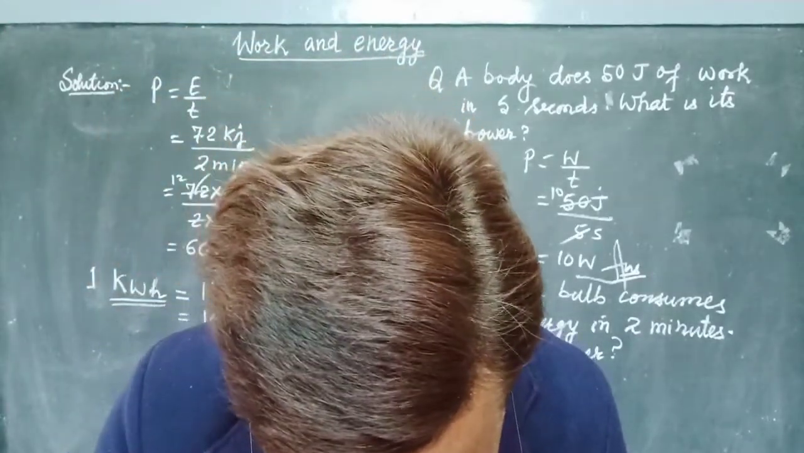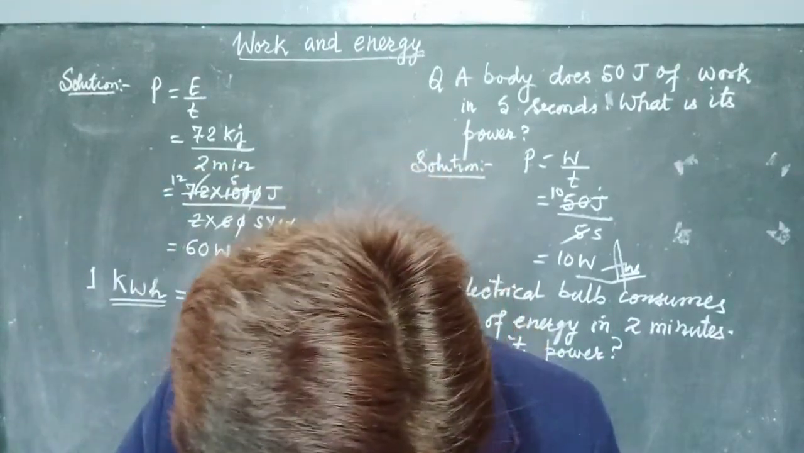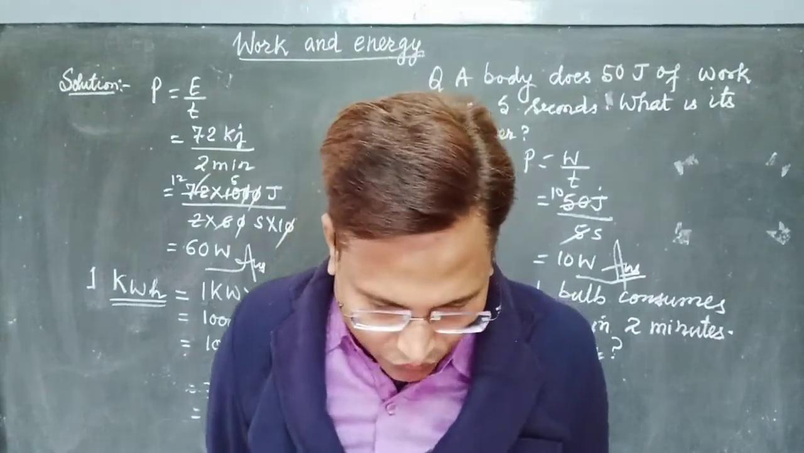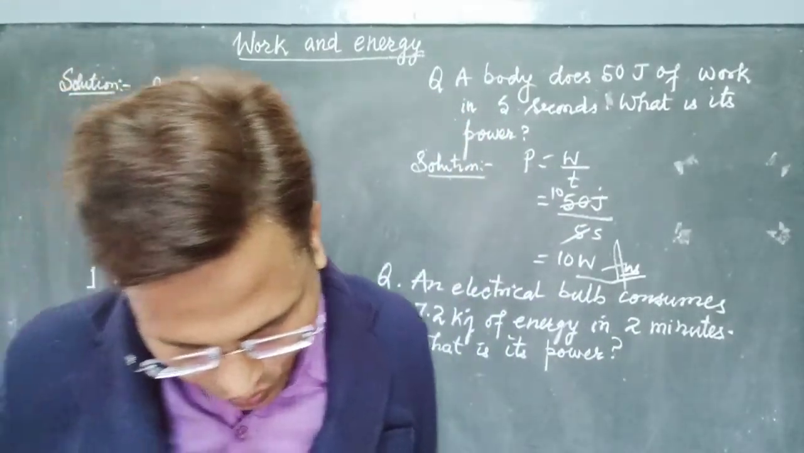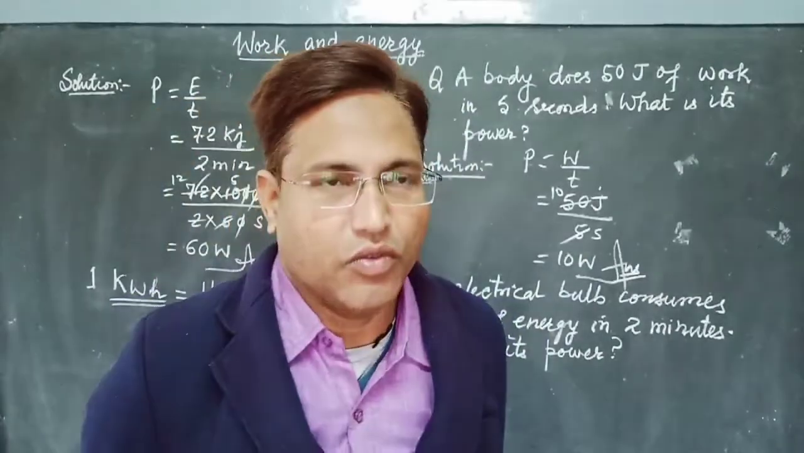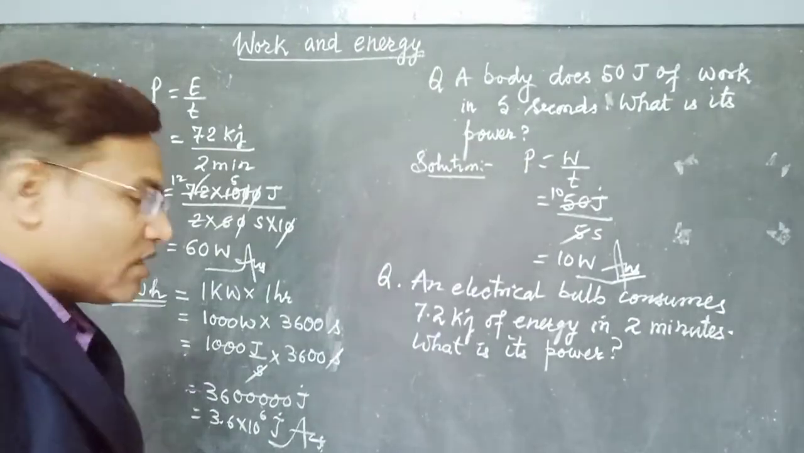Next we have numericals based on this. Suppose a family uses 200 units, or you say 250 units, of electrical energy during the month. Calculate the electrical energy in joule. We are given that a family is using, let me clean the board.